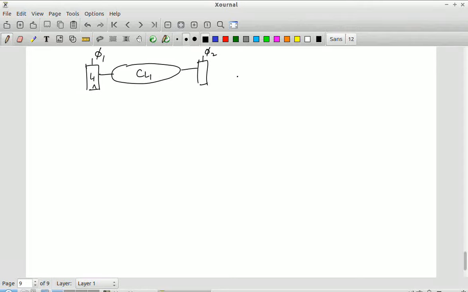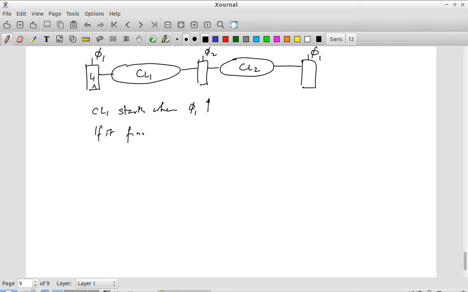Then L2 becomes active. Okay. And it takes a certain amount of time before L3 once again becomes active. Okay? So our normal constraint that we would like to see is CL1 starts when φ1 goes high. If it finishes before φ1 goes low, then CL2 can start when φ2 goes high. Okay, that's what I have drawn in this diagram over here.